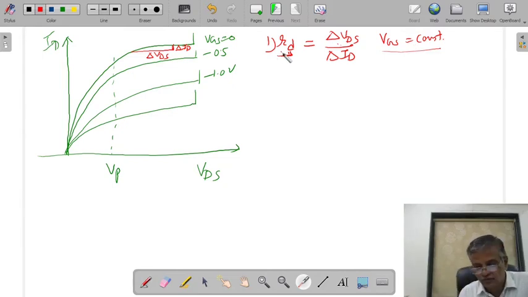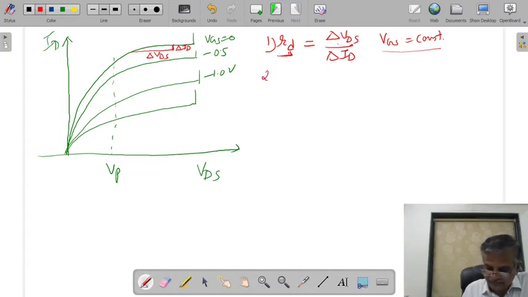Last time, what is RD? RD is the drain resistance offered by the FET. It is the ratio of change in drain to source voltage to the corresponding change in drain current at a constant value of VGS, and it is called drain resistance.